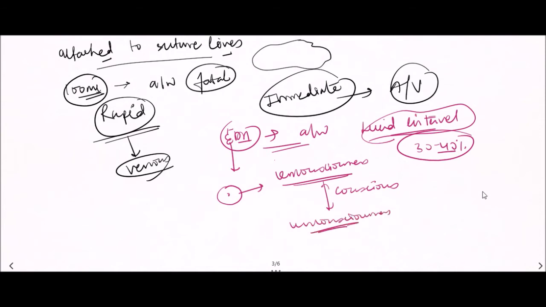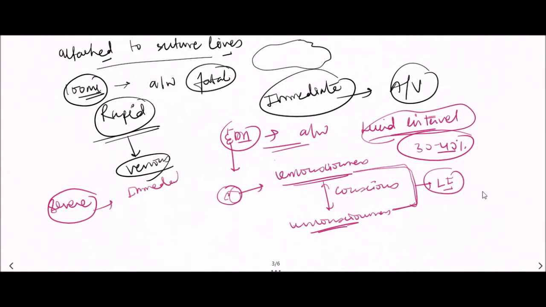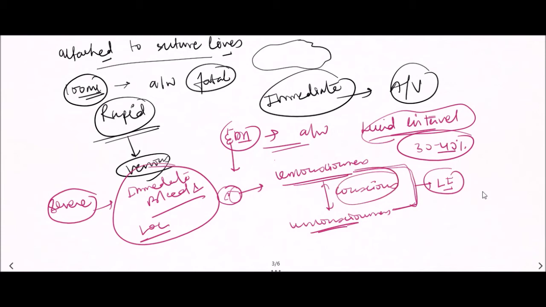Then again there will be a period of unconsciousness. So this period between two periods of unconsciousness is known as the lucid interval, and it is seen in 30 to 40% of cases of extradural hemorrhage. But it is only seen if the injury is mild to moderate. It is never seen in severe head injury. Why? Because in severe injury there is immediate bleeding and immediate loss of consciousness, so there won't be any period of consciousness between the two periods of unconsciousness. So this is the lucid interval.